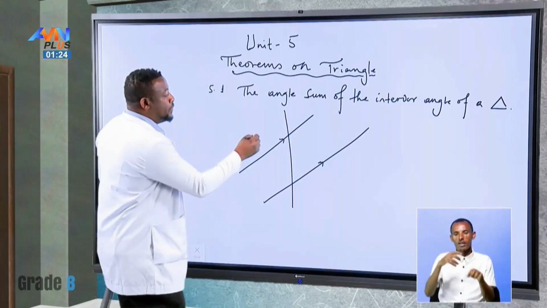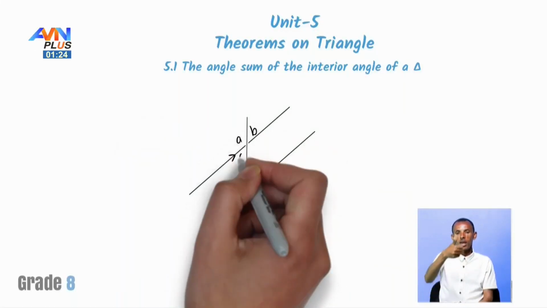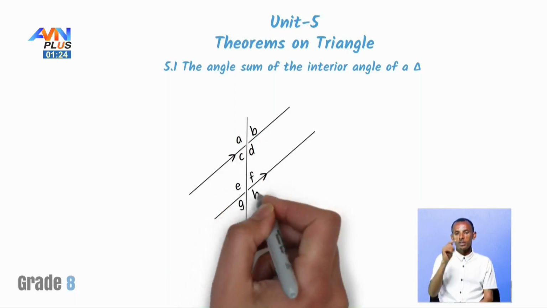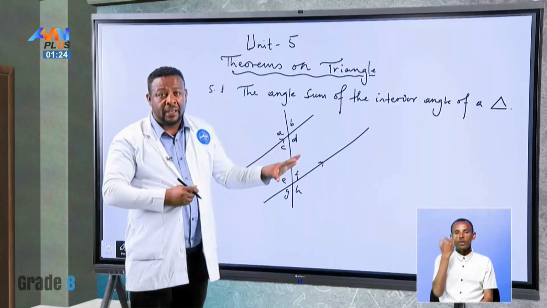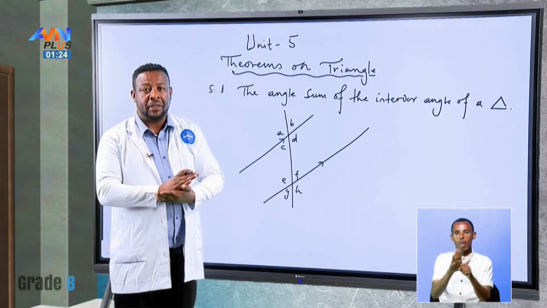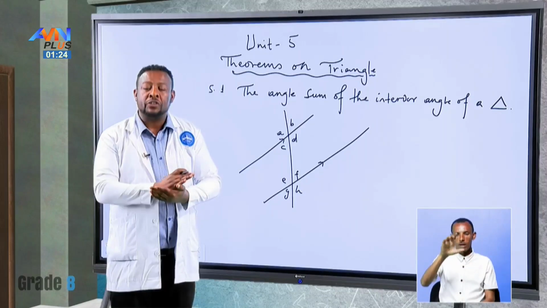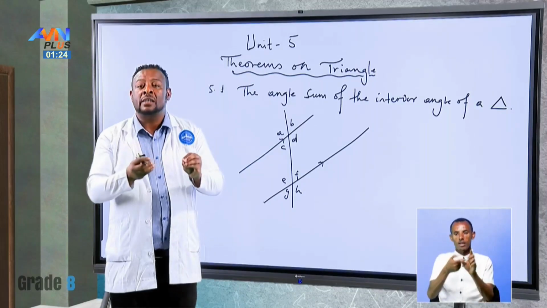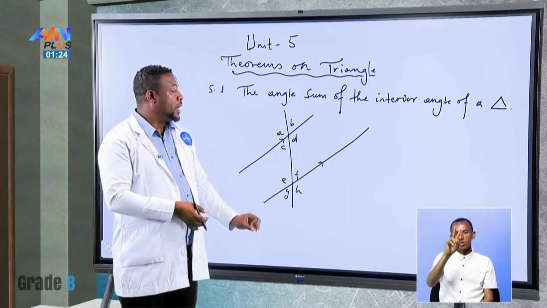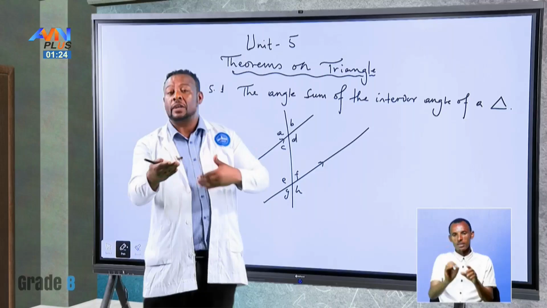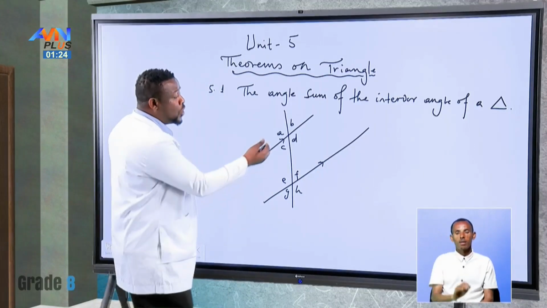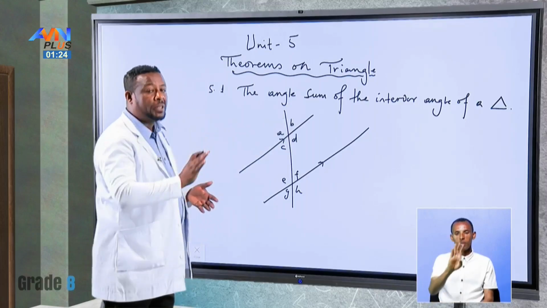So if these angles are A, B, C, D, E, F, G, H, okay? A and B form supplementary angles, right? Supplementary angles are angles whose sum is 180 degrees. Two angles are said to be supplementary if the sum of the two is 180 degrees. So A and B form supplementary angles.